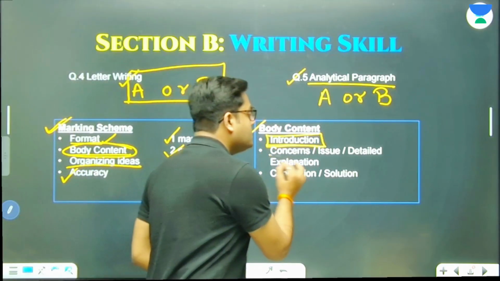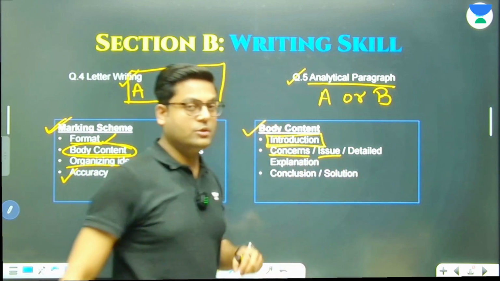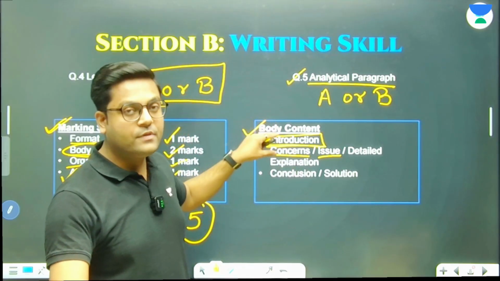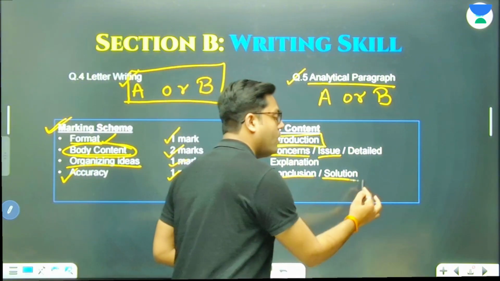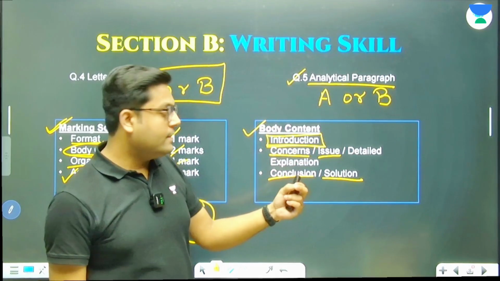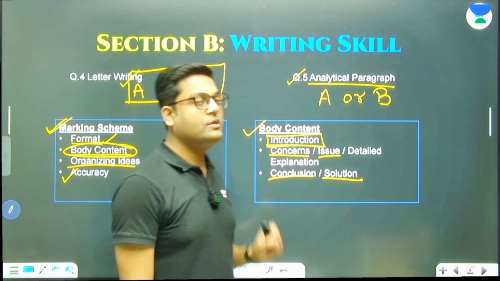Then the second one is concern. What are your concerns? What are the issues that you are facing due to that particular issue? You would have to mention everything here. And in the third paragraph, which is your conclusion or solution, you would have to mention why you are writing the letter, and if there is any solution that you could suggest, you would have to mention it here.